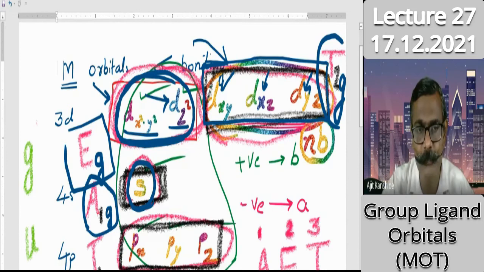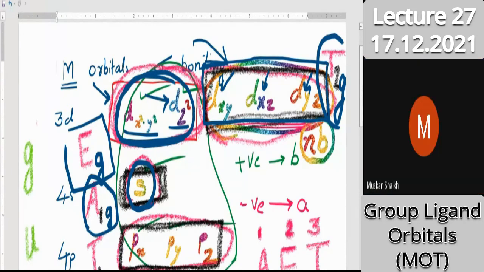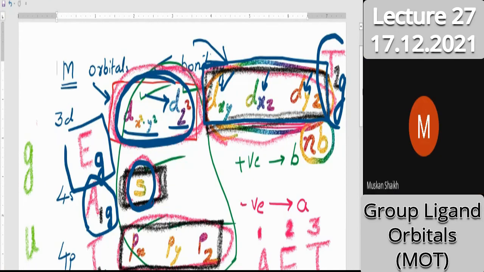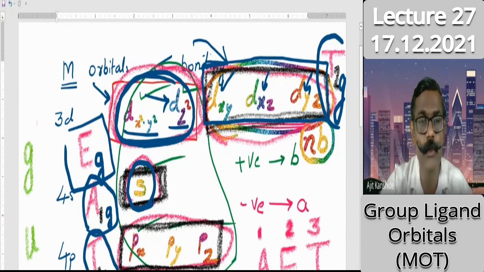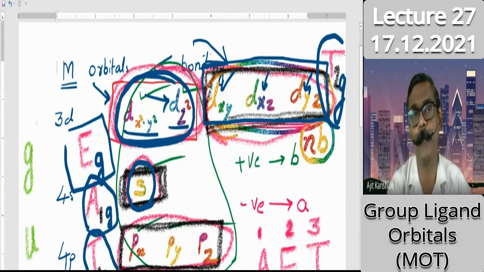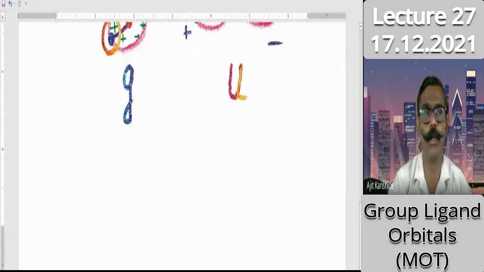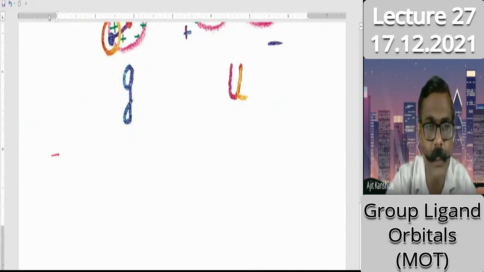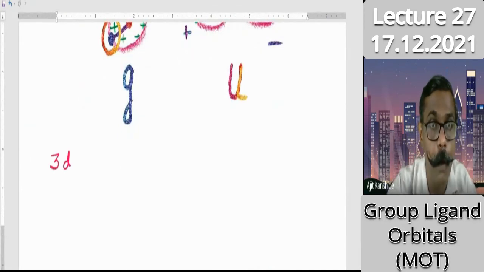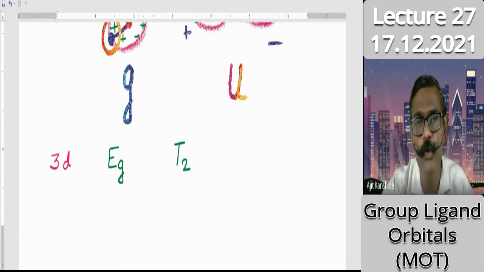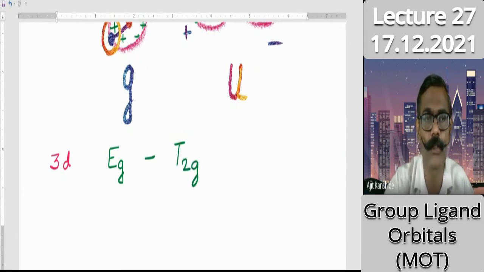Now about the p orbitals, px, py and pz. Are they centrosymmetric? No. Already I told you. Which symbol then? U. T1u is the representation for 4p. So in MO treatment, we will use these symbols. We will represent the 3d orbitals by two sets: one is Eg and the other is T2g.